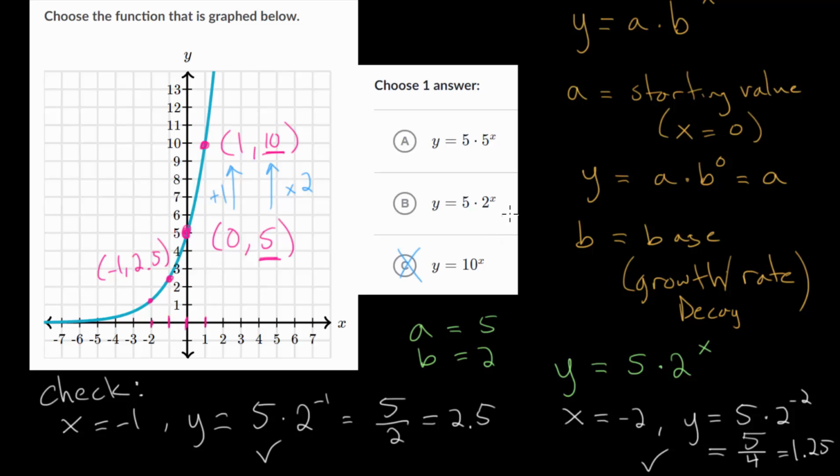Now, when you plug in 1, now this equation will work. We know we would get a y value of 10. But this equation would be 5 times 5 to the first, or just 5 times 5, which is 25. And we know it goes through a y value of 10, so you can see A wouldn't work. So there are 2 approaches to this, but the first approach, comparing it to this general equation here, will give you a deeper understanding into these exponential growth functions.